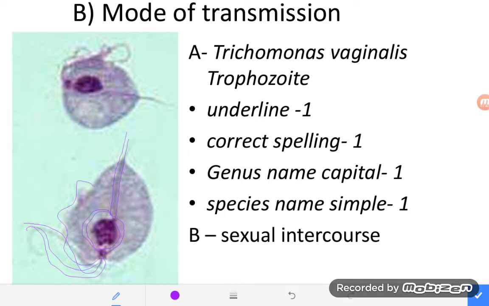In the case of Trichomonas hominis, the undulating membrane runs the full length of the body, but here, in the case of Trichomonas vaginalis, it covers half of the body.